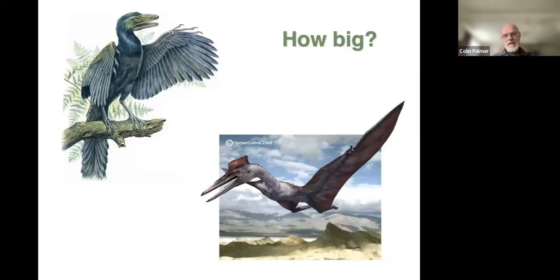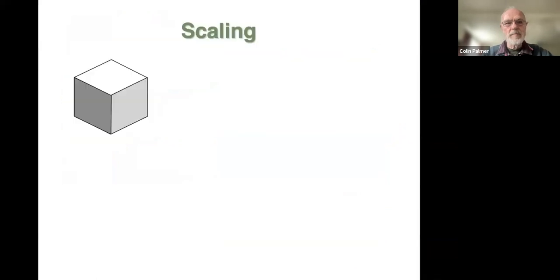So against that background of what's involved in getting around in the air, one of the things that I find fascinating is just how big, theoretically at least, flying vertebrates could become. And it's a matter of some discussion amongst people. Fundamental to understanding it is understanding the effect of scaling, so-called isometrics or allometrics.